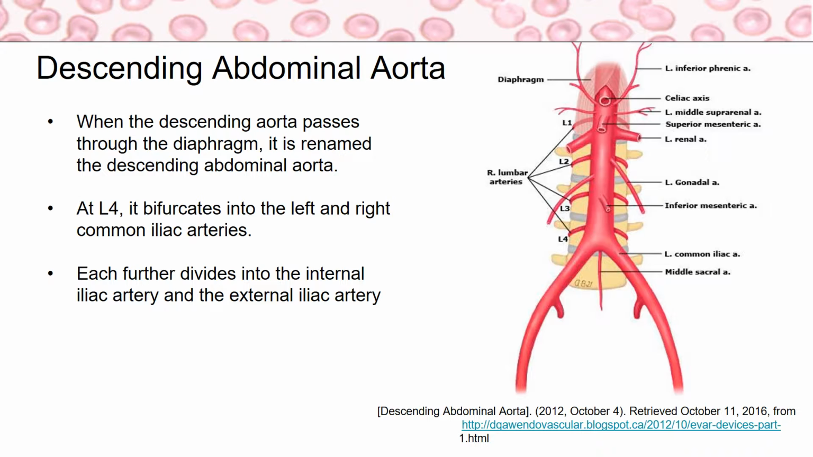At the level of the L4 vertebrae, this vessel bifurcates into the right and the left common iliac artery, which further branch into the internal and external iliac artery. The internal iliac artery supplies pelvic and perineal structures, while the external iliac artery supplies the lower limbs, which we'll talk more about in a minute.